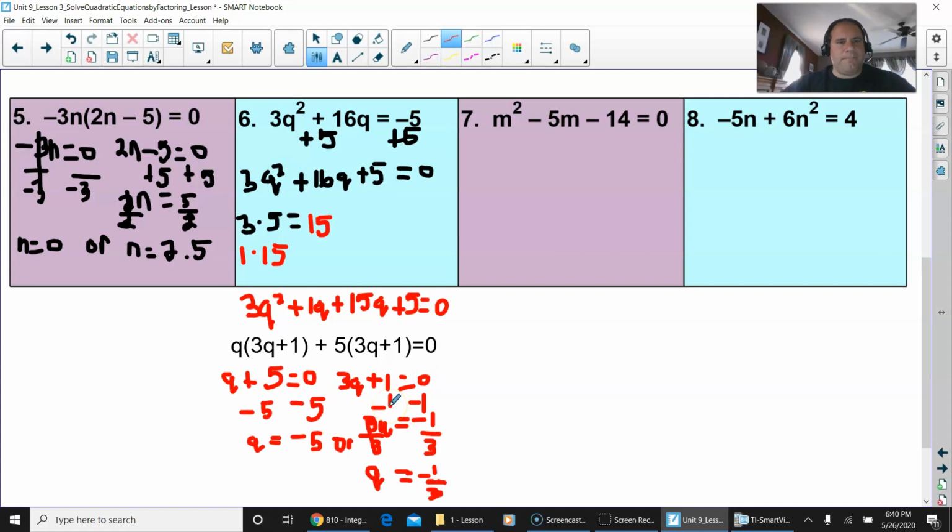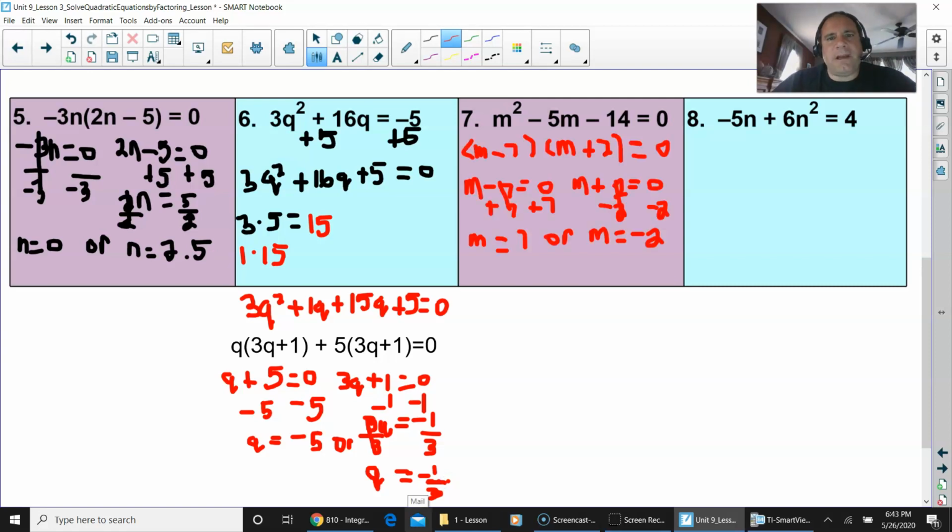Okay, so I split them up. I subtracted 5 on both sides. q equals -5. Or I subtracted 1 on both sides and divided by 3. q equals -1/3. And that is that. Go ahead, try number 7, press pause now.